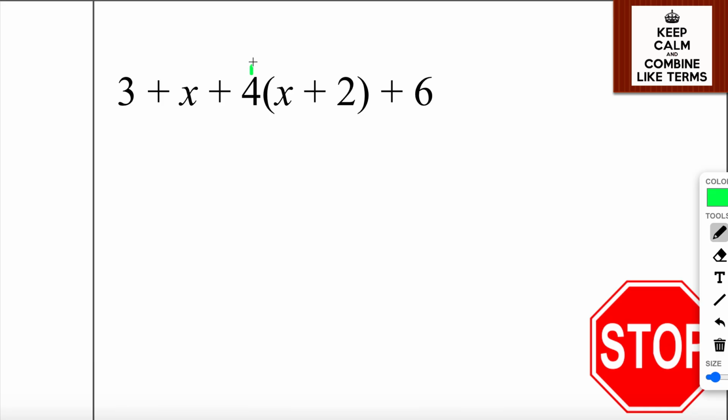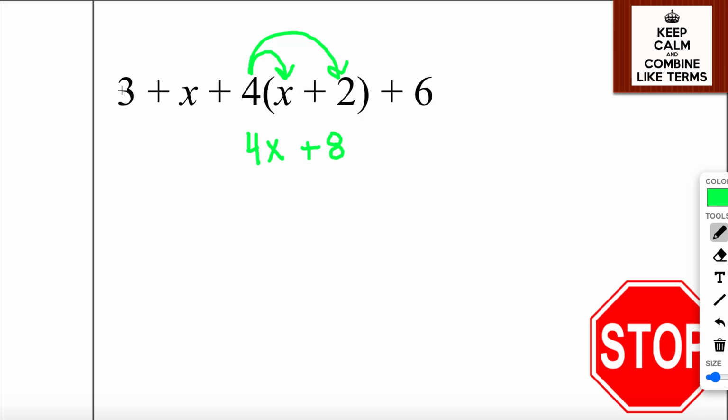So right here, 4 times x, 4x. And then I've got this same 4 I'm going to multiply with a positive 2. And positive 4 here times positive 2 would give us a positive 8. So I've distributed 4 groups of x plus 2 is the same as 4 x's plus 8.